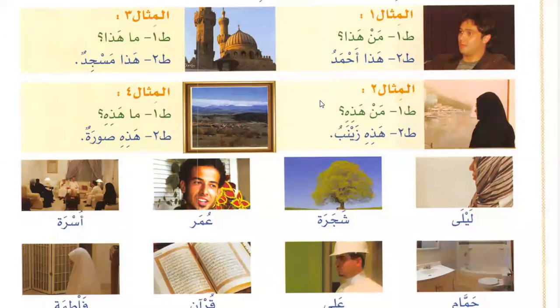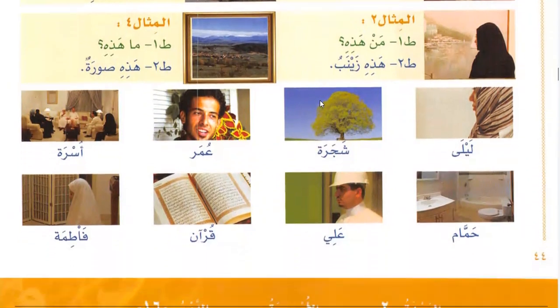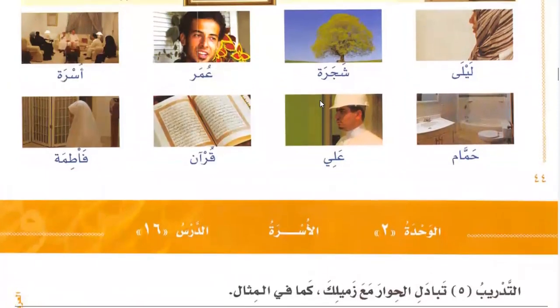Man hadhihi? Who is this? Hadhihi Zainab. This is Zainab. Ma hadhihi? What is this? Hadhihi sura. This is a picture. Man hadhihi? Hadhihi Layla. This is Layla.